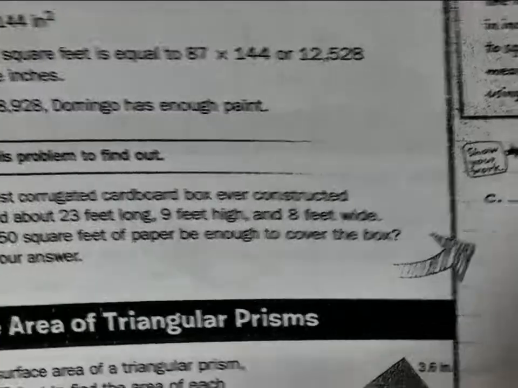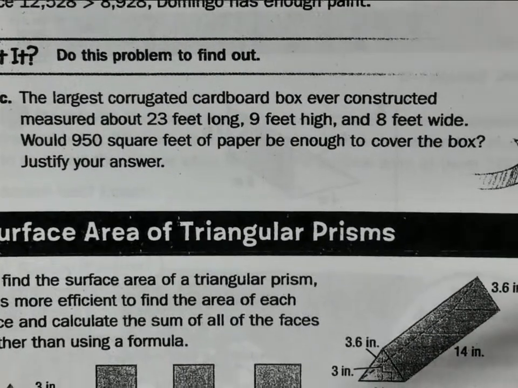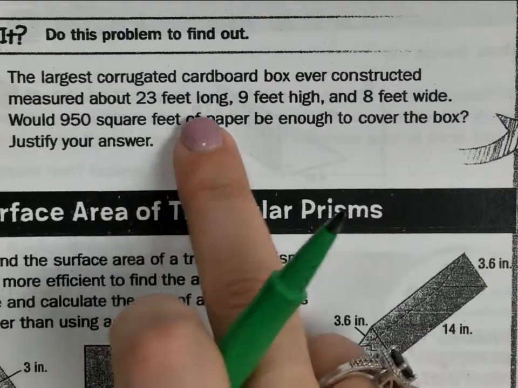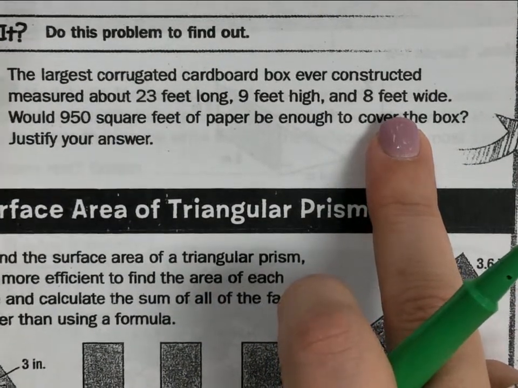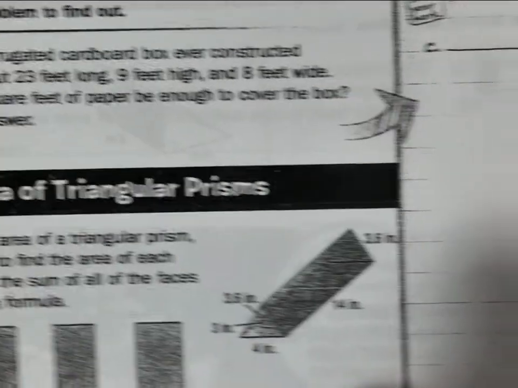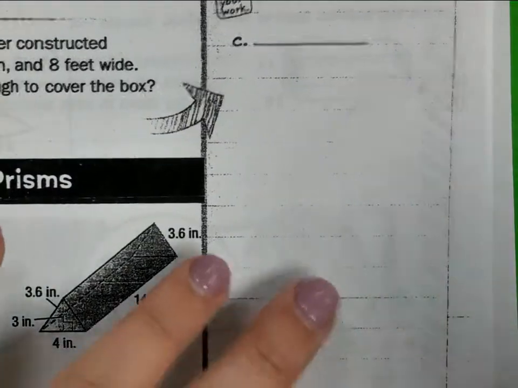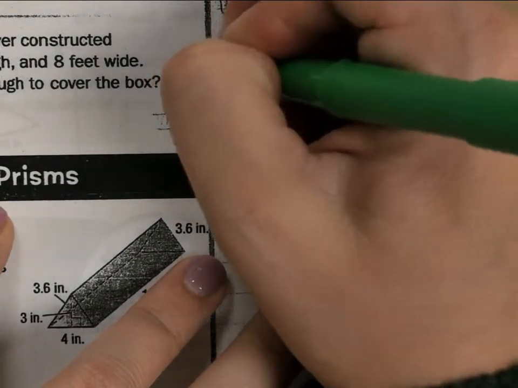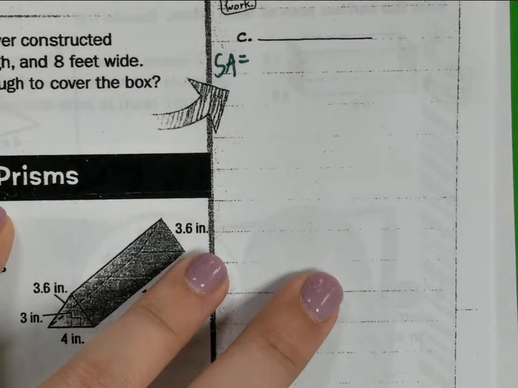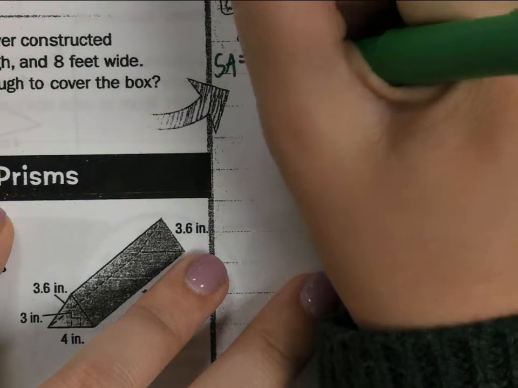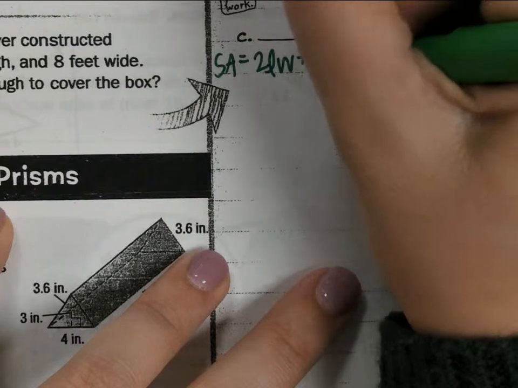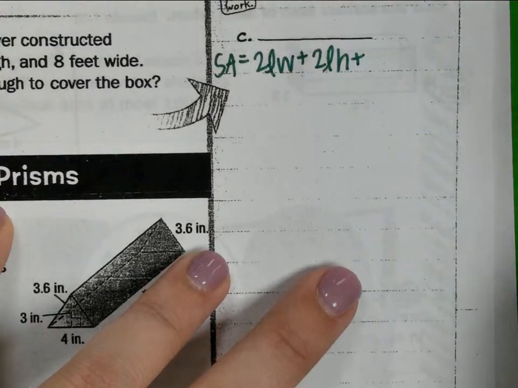We're going to skip on and do letter C. So we've got a cardboard box 23 feet long, 9 feet high, and 8 feet wide. They want to know if 950 square feet of paper is going to be enough to cover that box. So first I need to find my surface area. What's my formula again? What's the first piece of that formula? 2 length times width plus 2 length times height plus 2 width times height. Good.